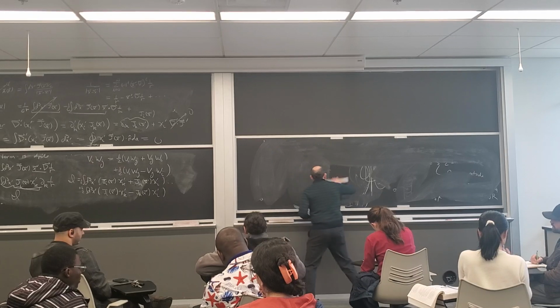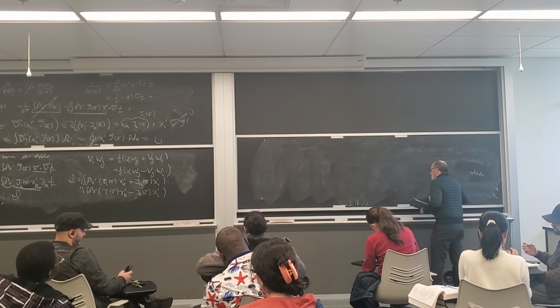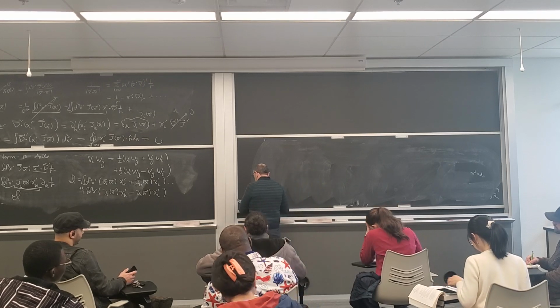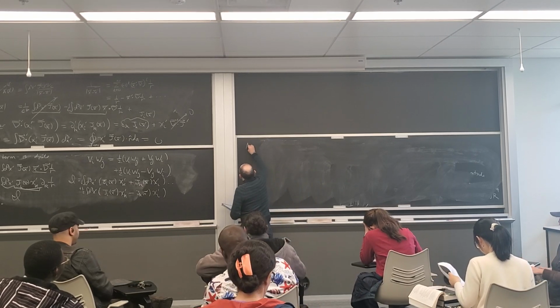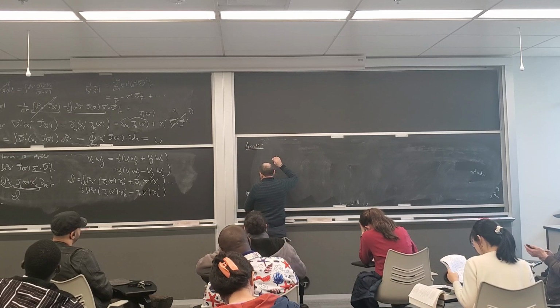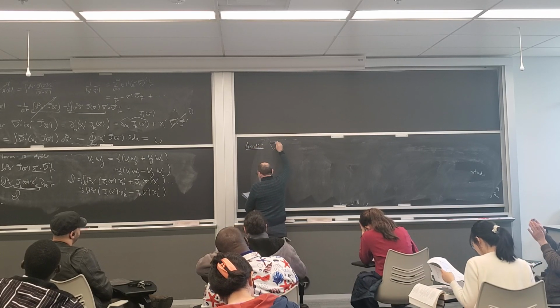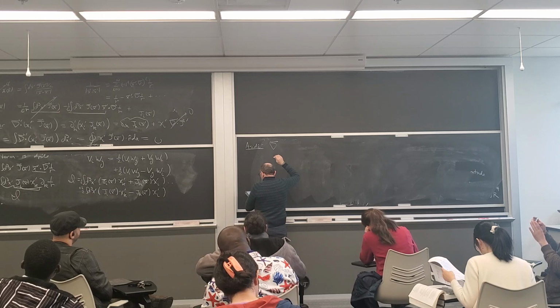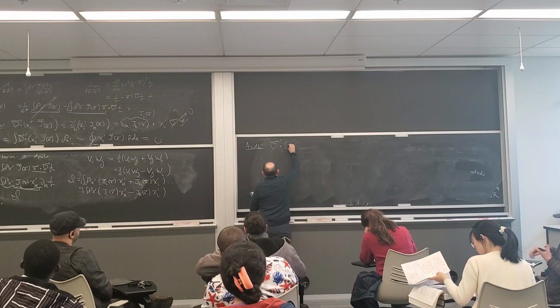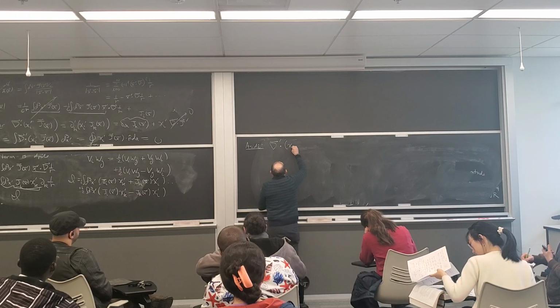More vector identities. Okay, so aside, let's consider this lovely object: the divergence with respect to the prime variables of this vector field.